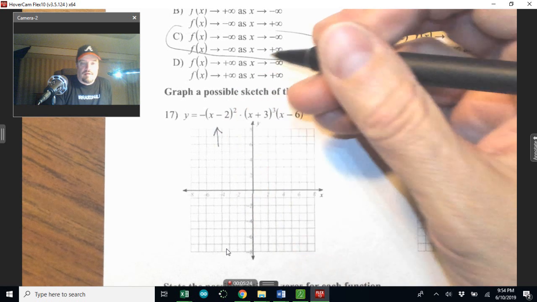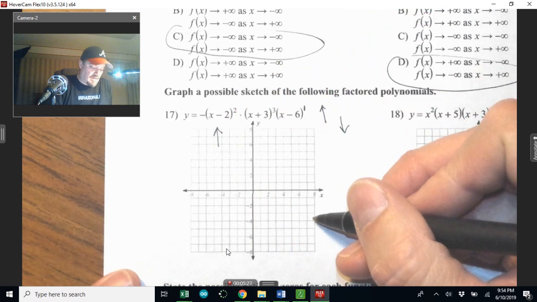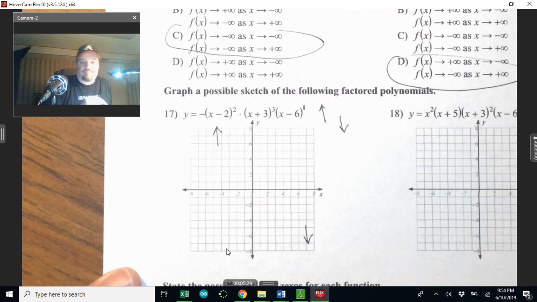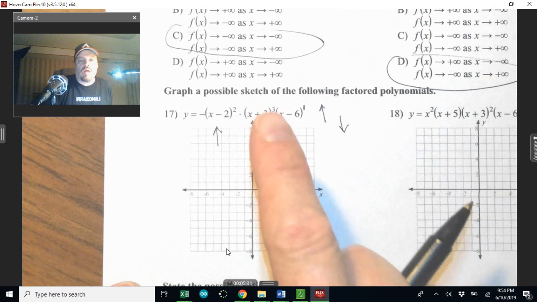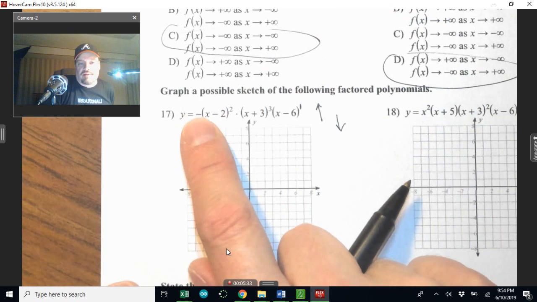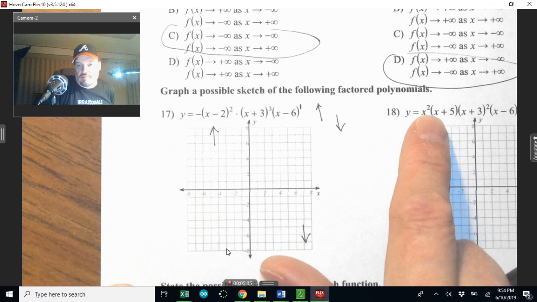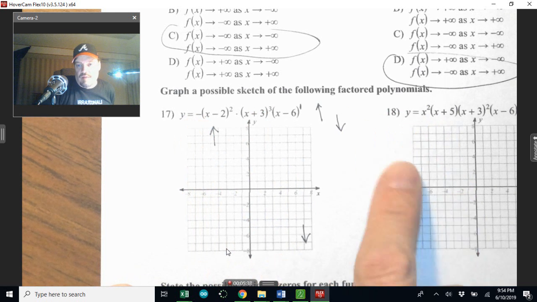up to the left and then down to the right. Okay? So that took care of the negative. Now I do not have an x in front like I do over here. All right, we'll take care of him later.